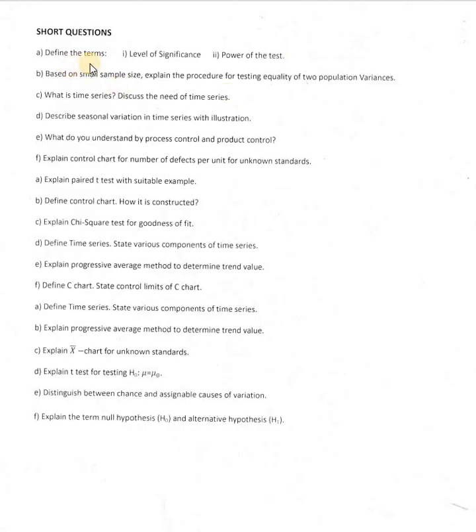So this is the first question. Define the terms level of significance and power of the test. Level of significance 2 marks, power of the test 2 marks. Second, based on small sample size, explain the procedure for testing equality of two population variances. So this is the equality of population variance test, that is F test. So this question is based on F test.